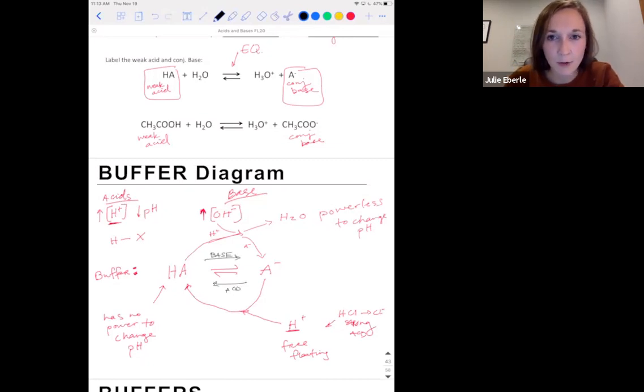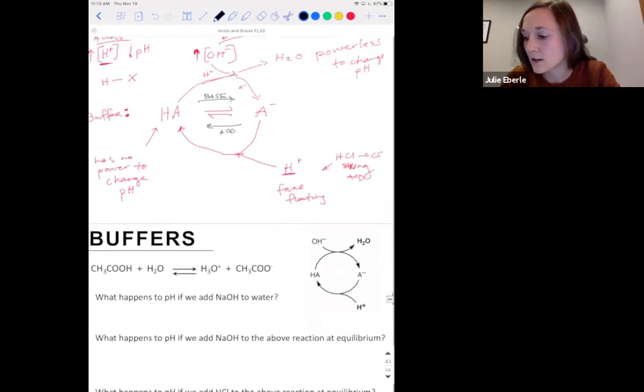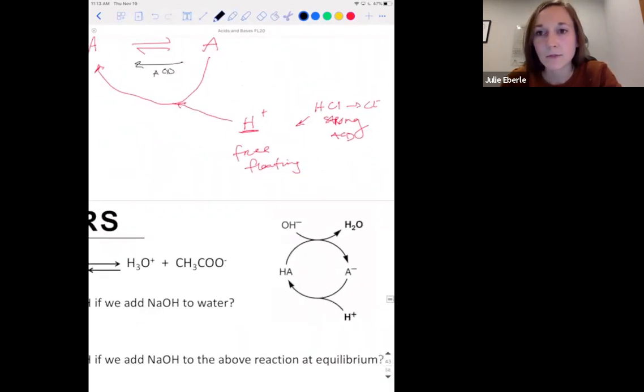Questions on how this works? Do I need to walk through anything again? Does that make sense? So that is how we neutralize things to prevent changes of pH. Here's the diagram on the next page. This shows you if we're adding a base, what happens. This shows you if we add an acid, what happens.